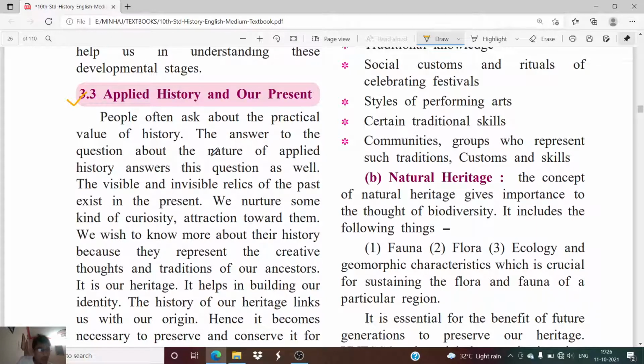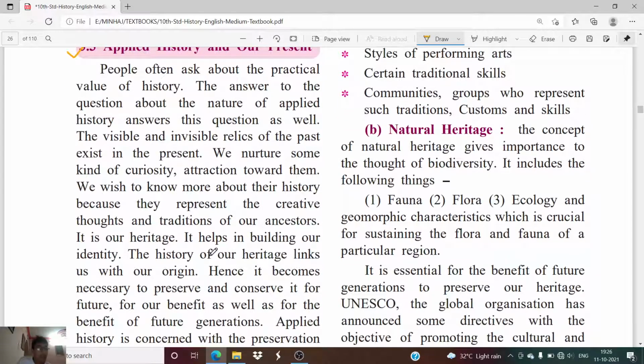People often ask about the practical value of history. The answer to this question about the nature of applied history answers this question as well. The visible and invisible relics of the past exist in the present. We nurture some kind of curiosity and attraction toward them. We wish to know more about their history because they represent the creative thoughts and traditions of our ancestors. It is our heritage. It helps in building our identity.